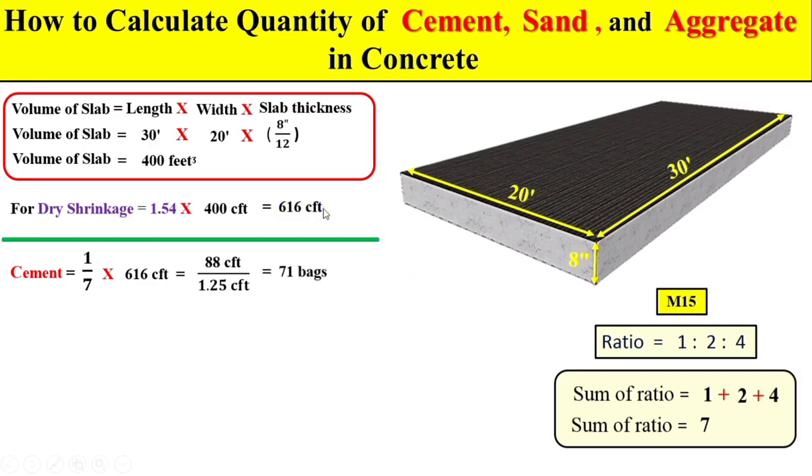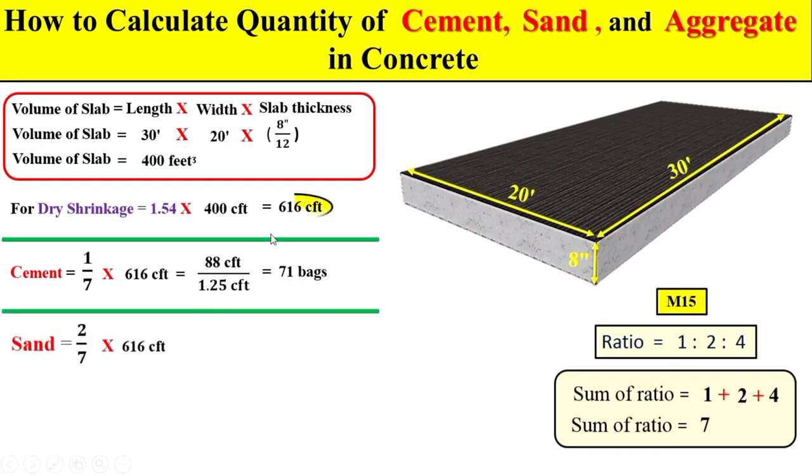Okay, and now dear students, if you want to calculate the total quantity of sand in this volume, then remember the sum of the ratio is 7 and these 2 parts represent the quantity of sand. Okay, so dear students, the sand will be 2 divided by 7 multiplied by this total volume. Okay, so we can get the total quantity of sand.